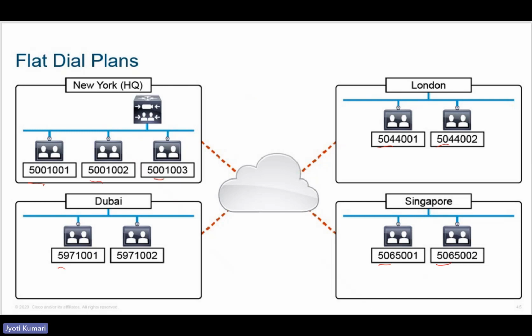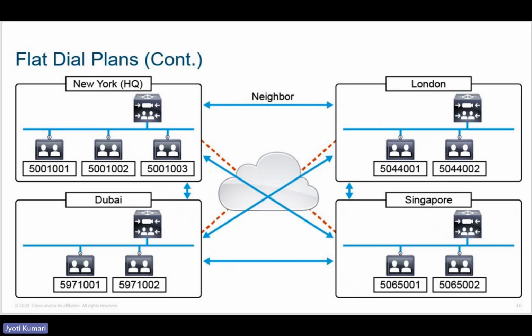Here we can see we have a centralized deployment. We have Expressway C only at one location, like New York in the headquarters. Each device has its own unique number or alias, and everything is registered to the single Expressway C here. The problem is unnecessary traversal of traffic across the WAN and also a single point of failure. If there's an issue with the connection to the New York office, the whole organization loses the communication network. So then we have another dial plan as a solution.